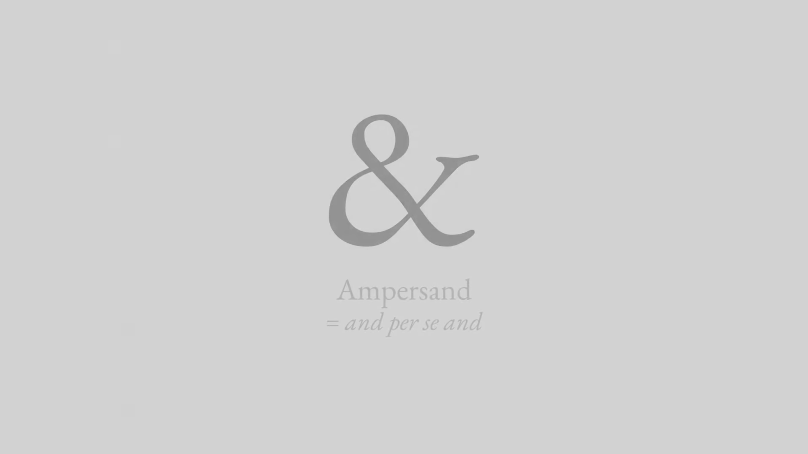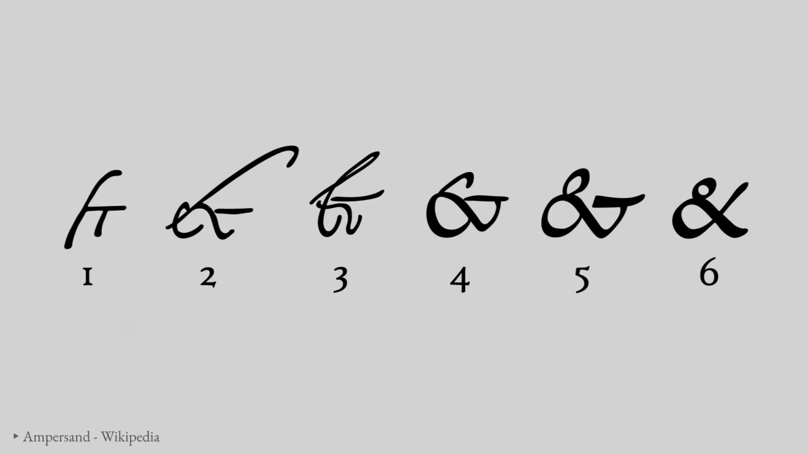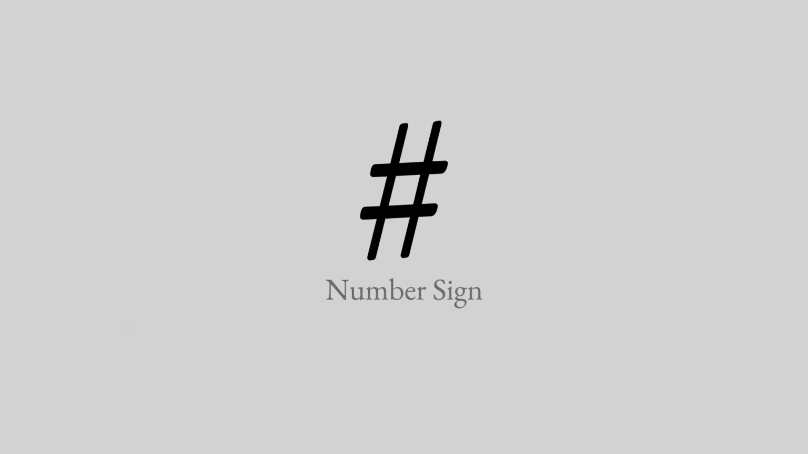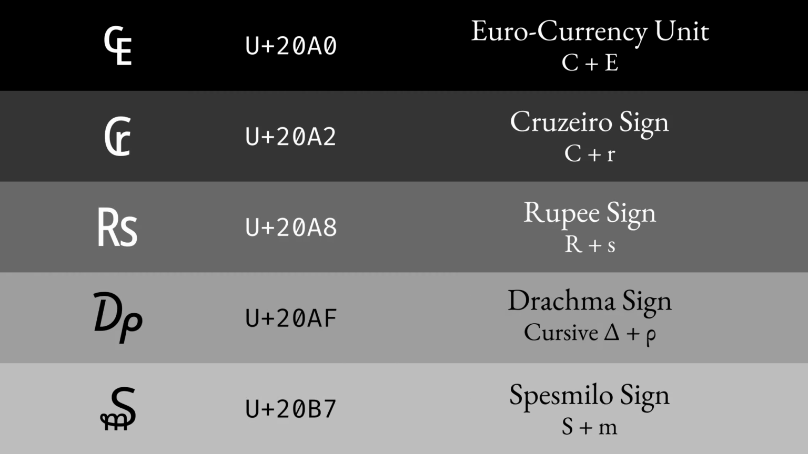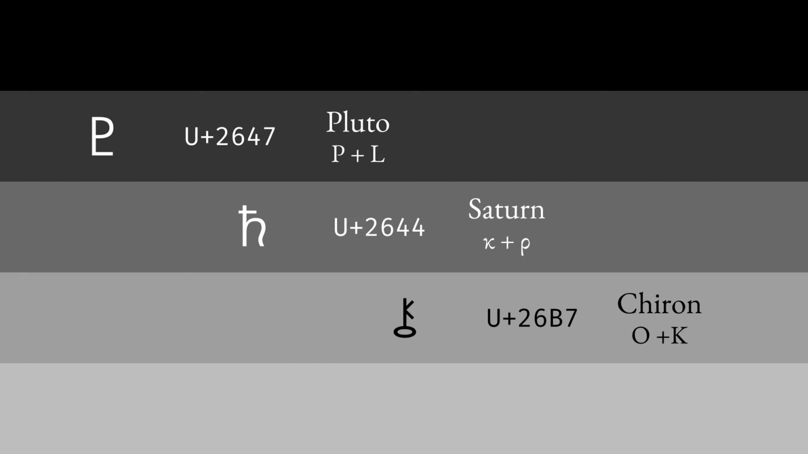The evolution of ligatures is not limited to forming standalone letters. Over the course of history, frequently used letter combinations have gradually transformed into symbolic forms. A prime example is the ampersand, which signifies "and" and originates from the Latin "et". Similarly, the number sign evolved from the Latin abbreviation "libra pondo". Additionally, currency symbols, alchemical symbols, and astrological signs also trace their origins to letter ligatures.